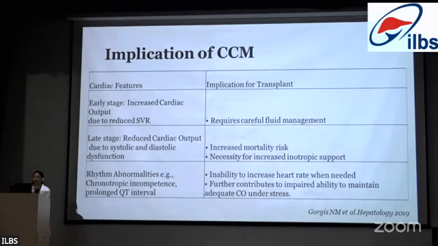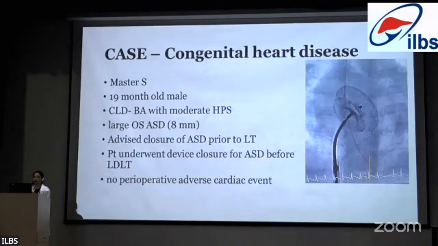The implication of CCM is great in LT. An early-stage patient has increased cardiac output due to reduced SVR, and they require careful fluid management. But in later stage, due to reduced cardiac output, there is increased inotropic requirement and mortality risk. They have rhythm abnormalities like chronotropic incompetence, which contributes to impaired ability to maintain cardiac output under stress.